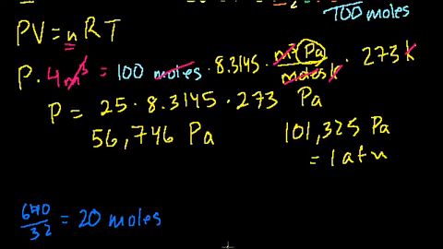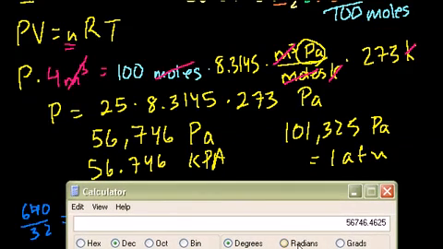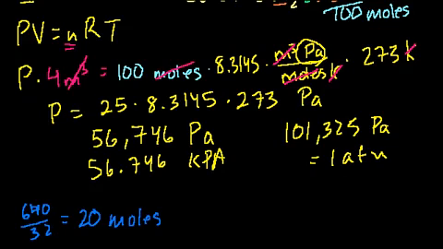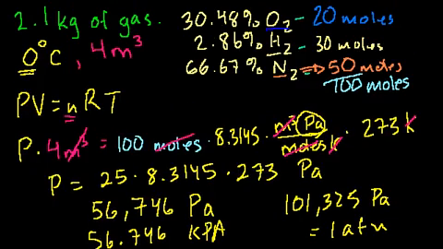So if we wanted to put this in, we could just write this in kilopascals. That's 56.746 kilopascals. Or if we wanted in atmospheres, we just take 56,746 divided by 101,325. It equals 0.56 atmospheres. So that's the total pressure being exerted from all of the gases.